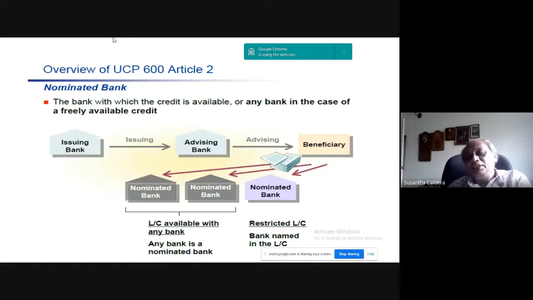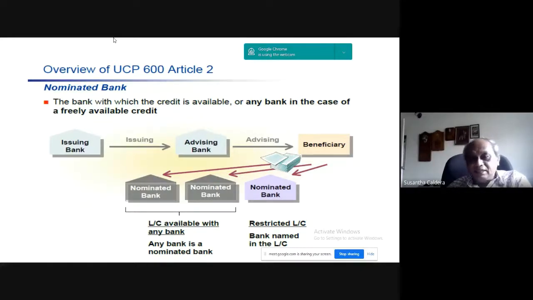The LC is restricted to the commercial bank. The beneficiary, without going to the nominated bank, which is the commercial bank, it's restricted to the nominated bank. But the beneficiary has taken some pre-shipment loans from the nominated bank, the commercial bank, and they have to pay the loans from the proceeds of this particular LC.